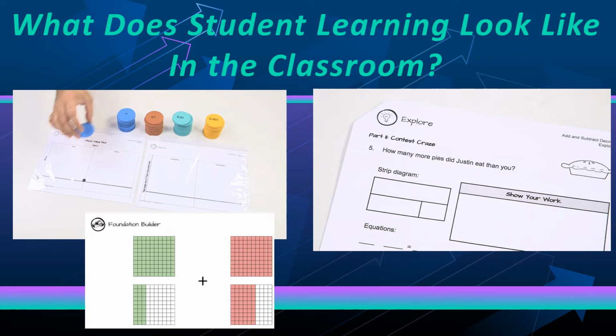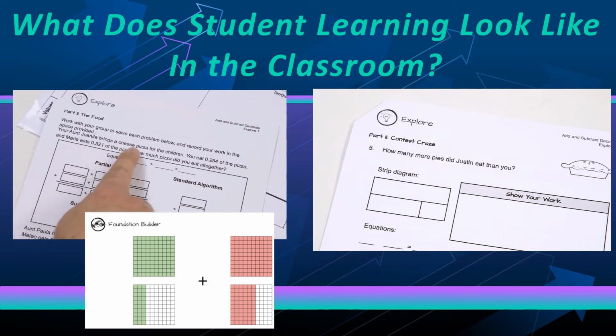So what does student learning look like in the classroom? Well, start with this concrete foundation builder where students are actually getting the foundation of decimal numbers by coloring on the grids to truly understand the value. Then use place value discs along with the place value chart in order for students to start to really understand the value of each digit as they are adding. This will build a foundation that will allow students to understand a strategy like partial sums.